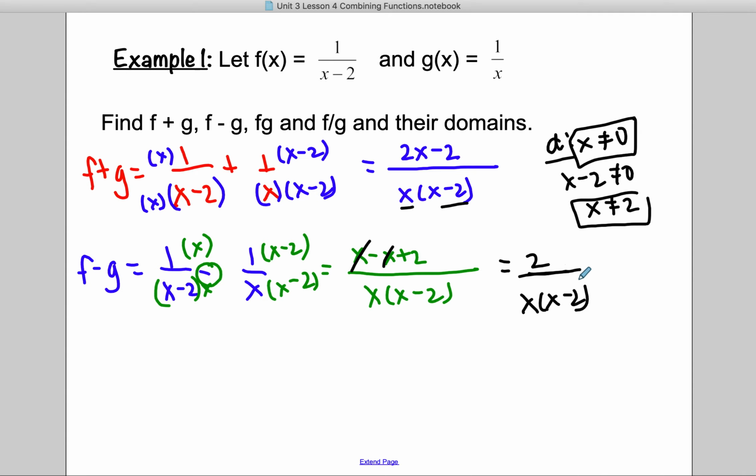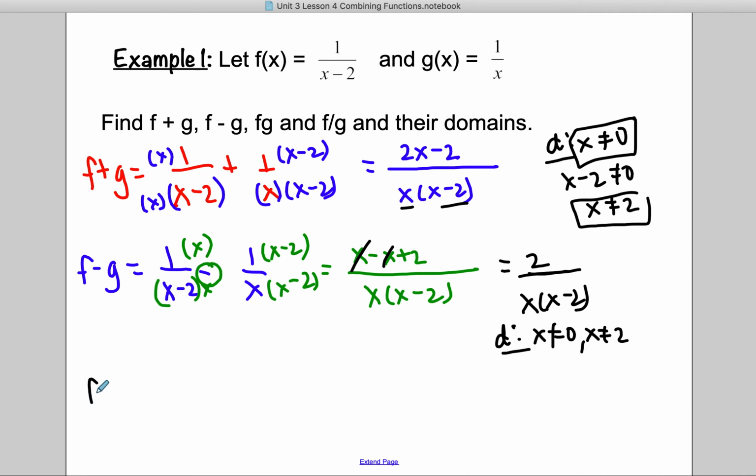Okay. And then my domain for this one, do you see how my denominators are the same as the one above? A lot of times they're very similar. My domain is that x cannot be 0 or x cannot be 2 by taking my denominator and setting it equal to 0. The next one is we multiply.